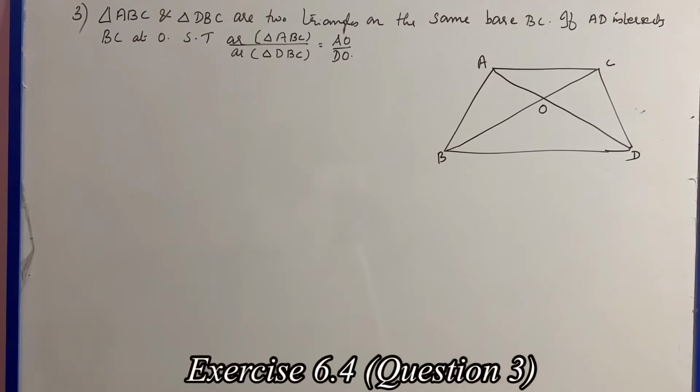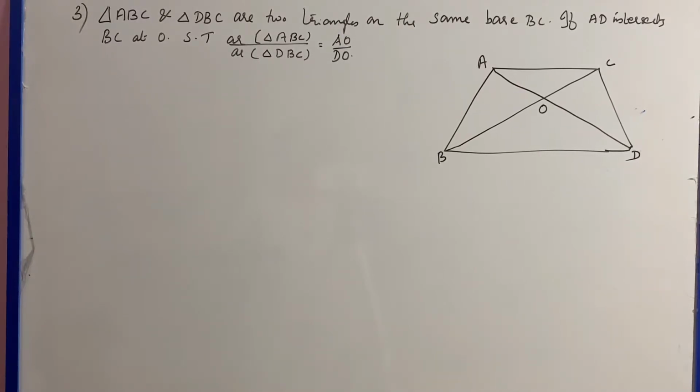Exercise 6.4, question number 3. Look at the question. In that question, given that the triangle ABC and triangle BDC are two triangles on the same base BC, and we want to prove that area of triangle ABC by area of triangle DBC is equal to AO by DO.